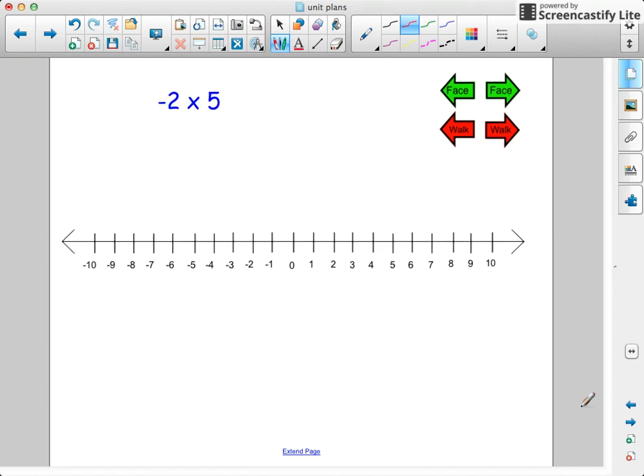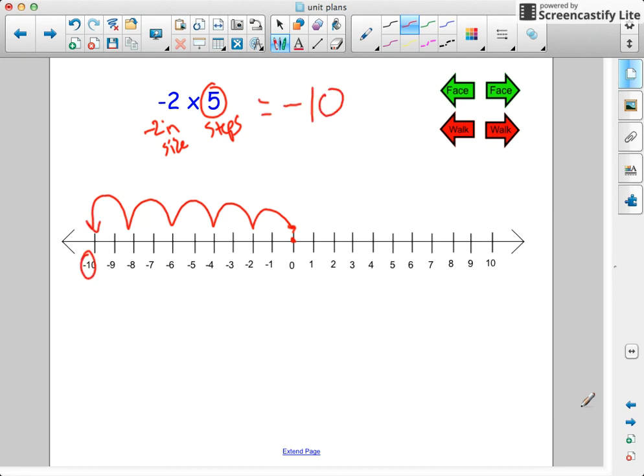Let's try this one. Negative 2 times 5. So I could say 5 steps, each negative 2 in size. If I started here, I'm taking steps of negative 2. So I could be facing the positive, but taking steps backwards of negative 2 in each. So 1, 2, 3, 4, 5. End up at negative 10.